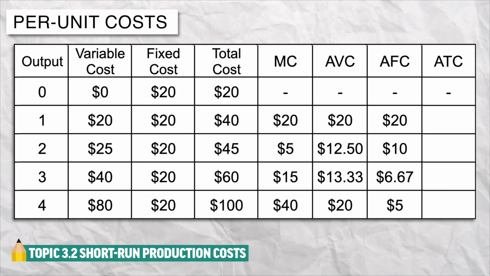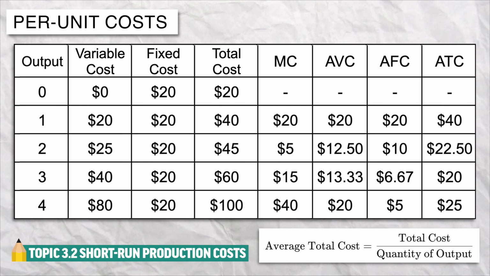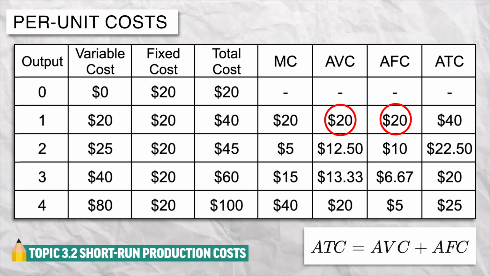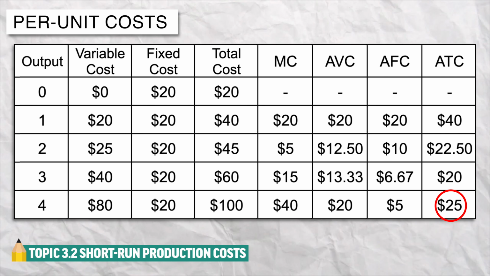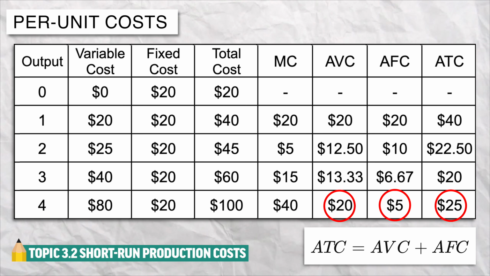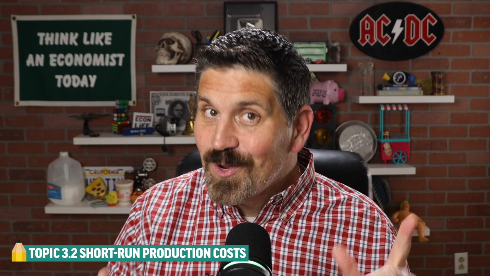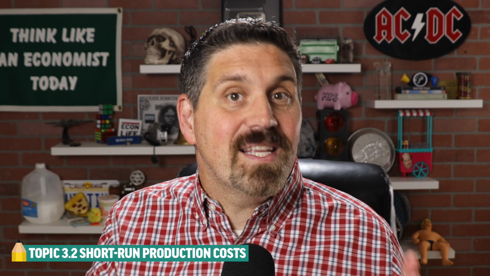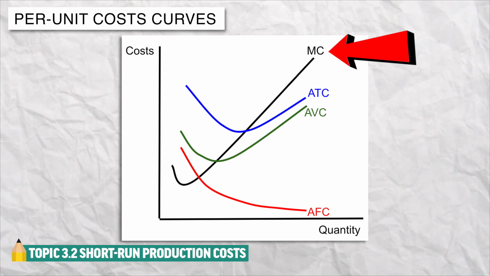Also notice there are 2 ways to calculate the average total cost. You could use the same equation we just did by dividing the total cost by the quantity. But you can also add up the average variable cost and the average fixed cost. So you can calculate the average total cost of 4 units by dividing $100 by 4, or adding 20 plus 5. How you doing? Are you with me so far? You good? Now let's see what these costs look like on a graph. The marginal cost goes down, then up, like a Nike swoosh.